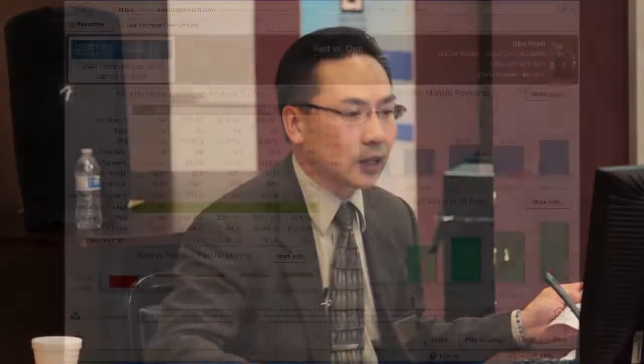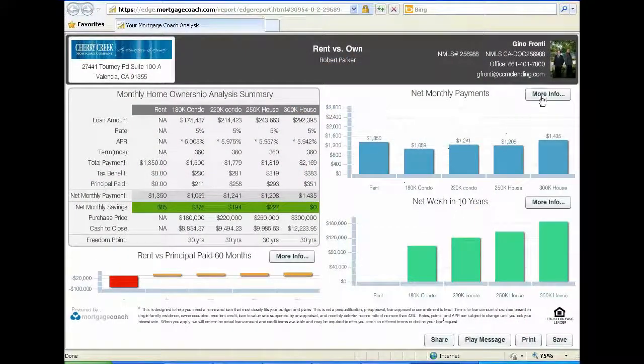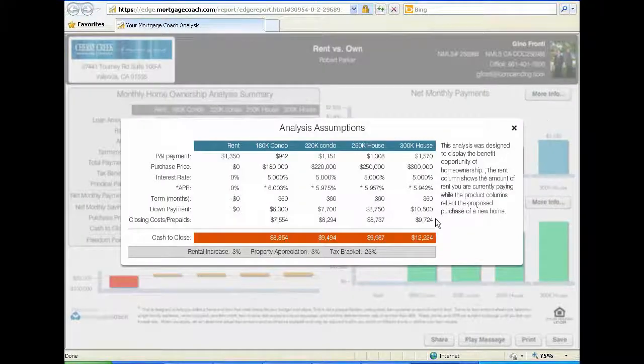And if they say, oh, it only cost me $8,800 to buy this house, or $12,000, I can pull that off. And that's what this is designed to do. Again, on this net monthly payment, if you click on that, it will tell you a little bit more information on the down payment, the closing costs, and then the cash to close. Okay. And there are assumptions that they're taking, which is the rental increase and the property appreciation, along with what tax bracket they are, and that's how they come up with all this information.